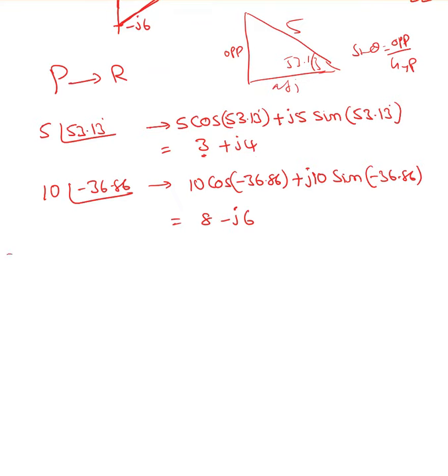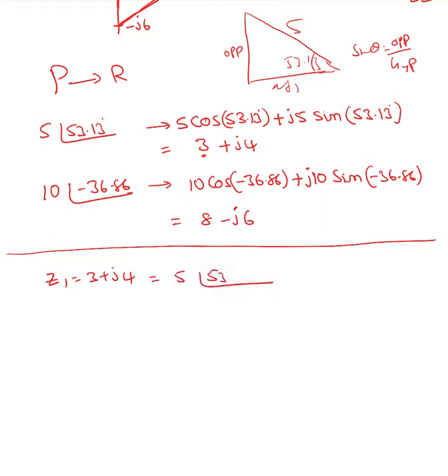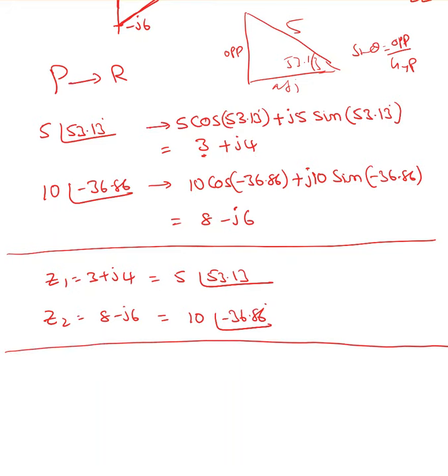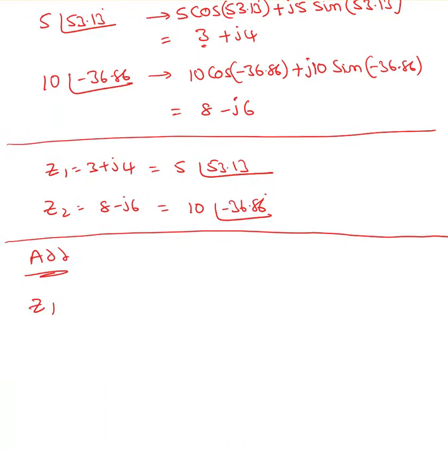Now we have two complex numbers. One is z1 equal to 3 plus j4, which is 5 at an angle of 53.13, and z2 equal to 8 minus j6, which is 10 at an angle of minus 36.86. Now, how do we add, subtract, multiply, and divide these complex numbers? First, we're going to see addition. When we add two numbers, let me call this z total, which is z1 plus z2.